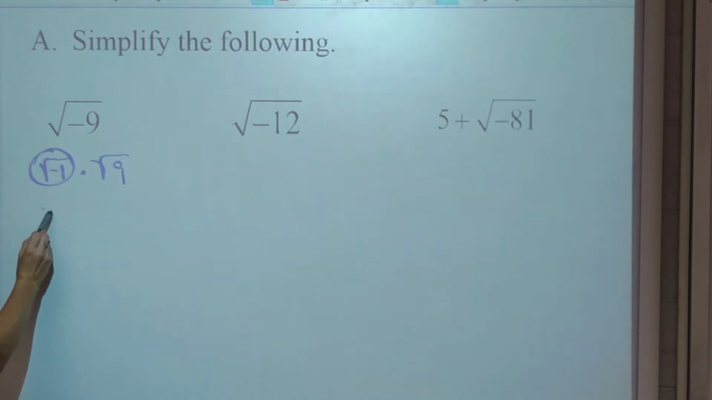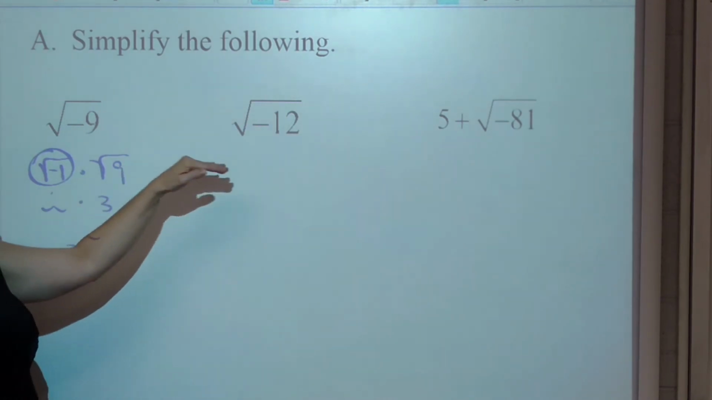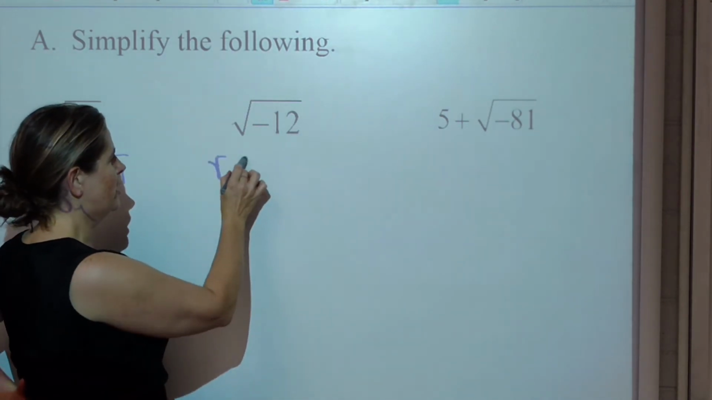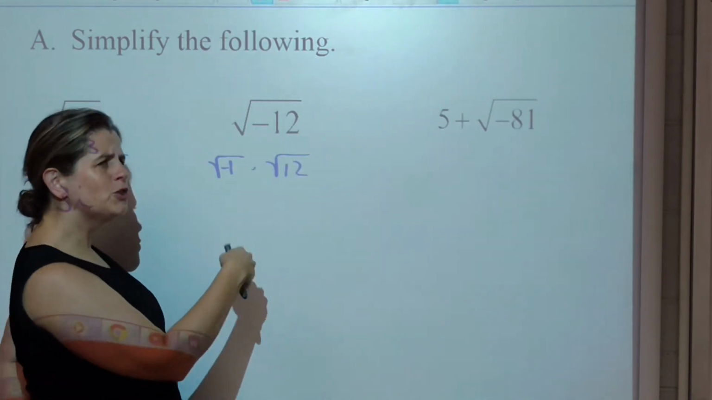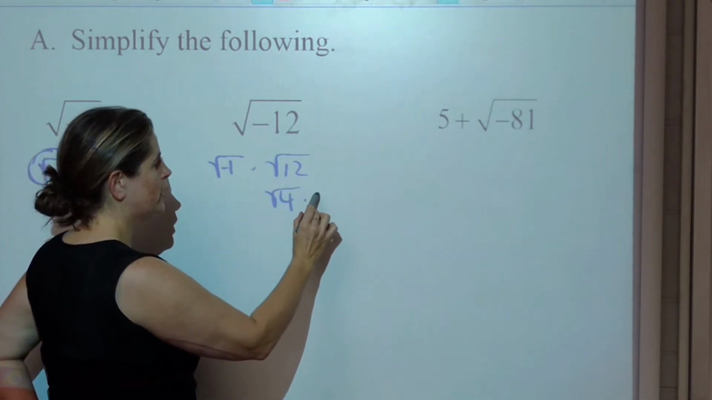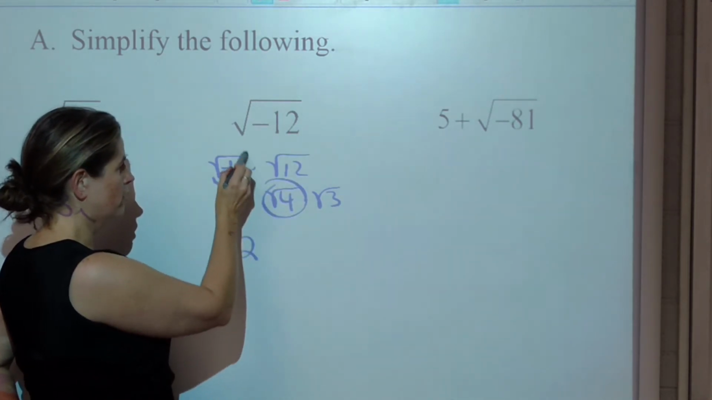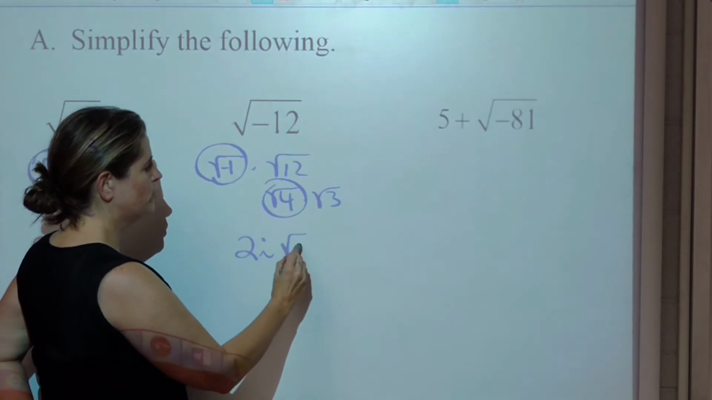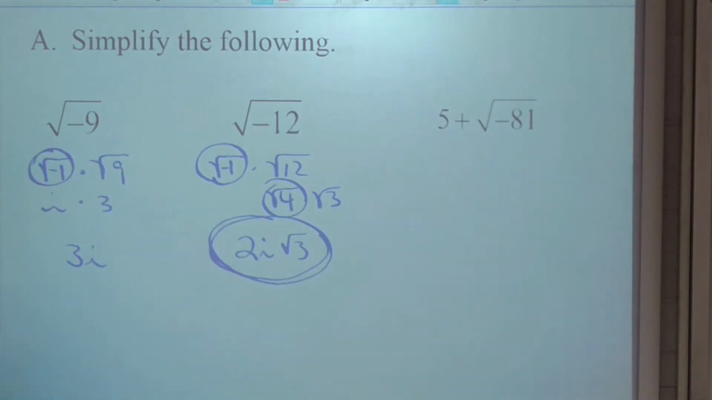We know this value is equivalent to an i. We also know that root 9 happens to be 3, so this simplifies to be 3i. When you run into something like root negative 12, the same concept applies. We'll do root negative 1 times root 12, but 12 will also simplify in its own right, so that would be root 4 times root 3. I know root 4 happens to be a 2. This is my i, and the root 3 just stays. So our simplified version is 2i root 3.